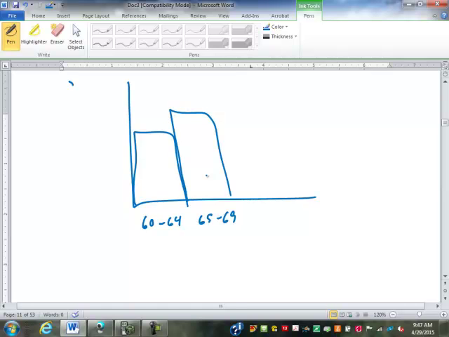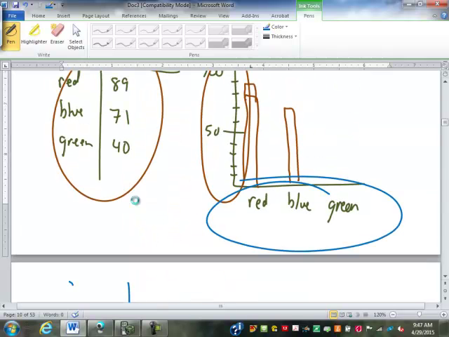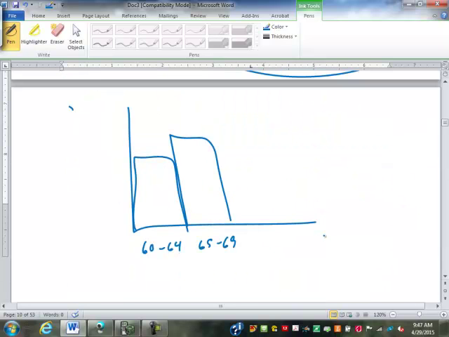One of the two big differences between a bar graph and a histogram: the bar graph has categories instead of numbers, and you'll notice I left space between the bars in a bar graph. In a histogram, I put them tight together. So that's the second difference, that the bars in a histogram touch each other.